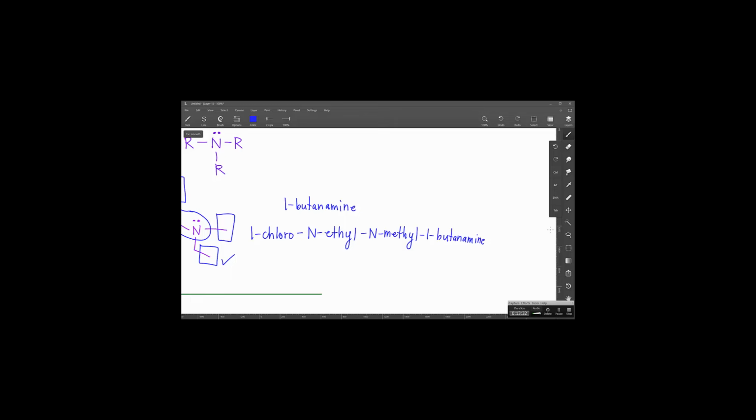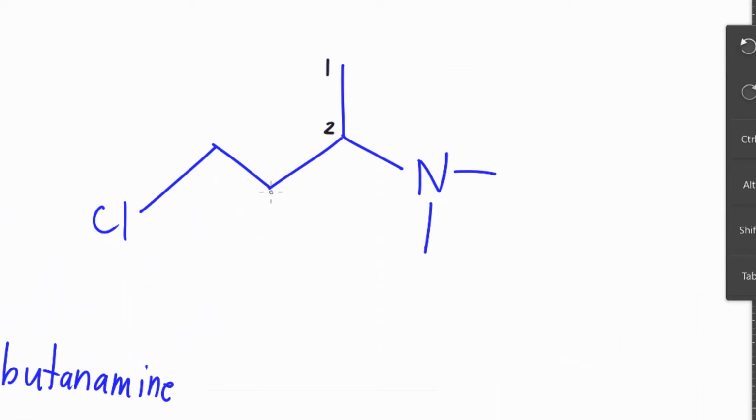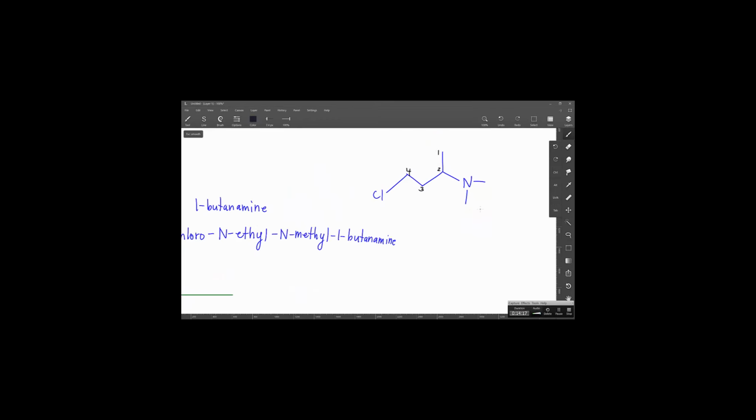Okay, if I modify that, let's take a look. If I modified and made this structure, okay, so this is also a tertiary amine. Let's count the carbons. 1, 2, 3, 4. 1, 2, 3, 4. So this is going to be a 2-butanamine.